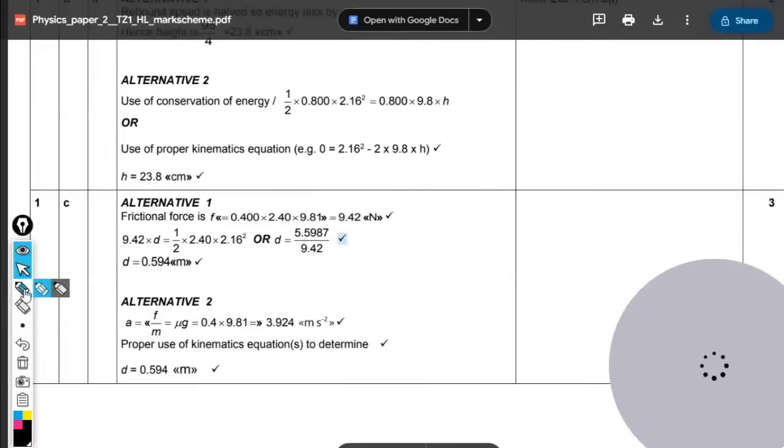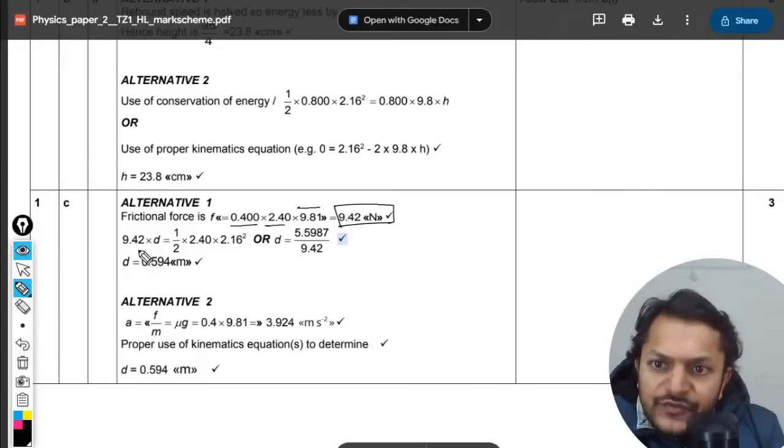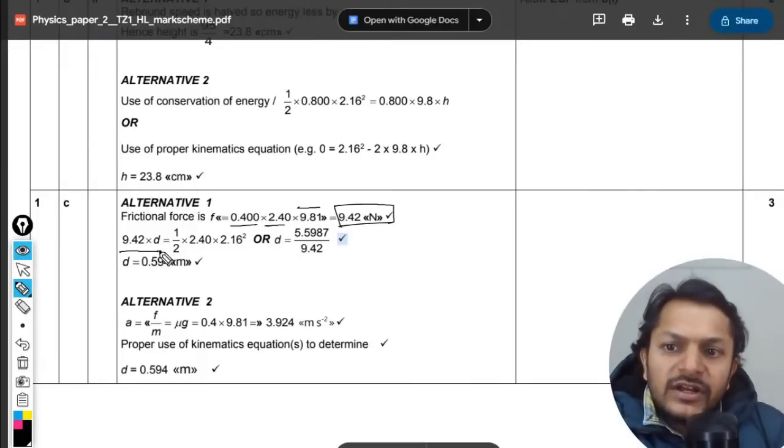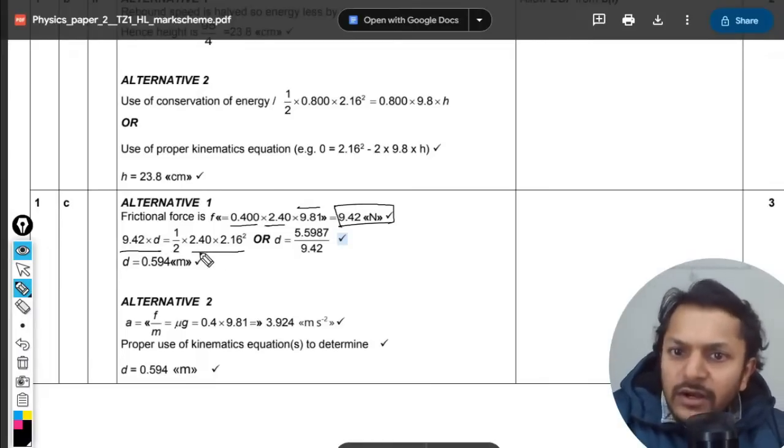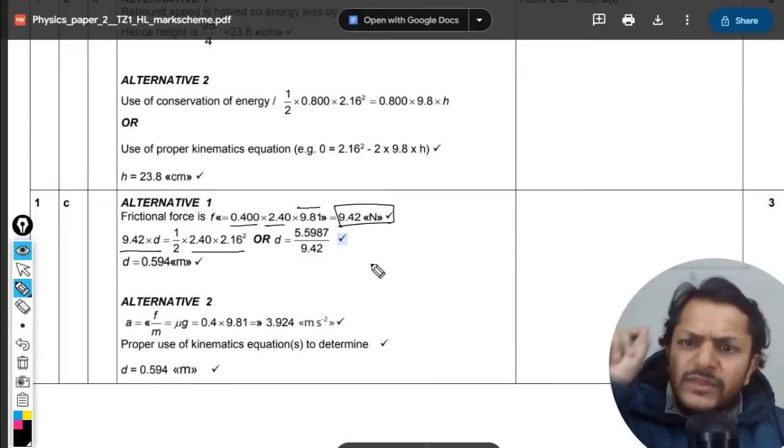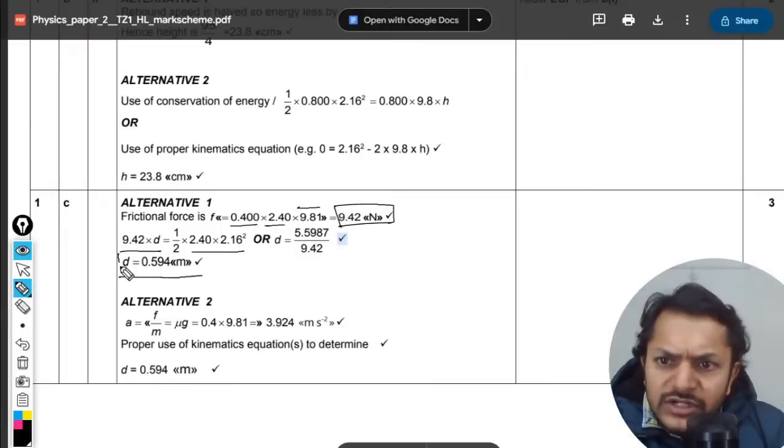Yes, this is the question of, so frictional force is mu mg. So they first find the friction that is acting on the body, and this friction multiplied by d is work done against friction, that is equated with the loss of kinetic energy, half mv square. Clearly this is exactly the same thing that we have done, and so the distance traveled will be 0.594.